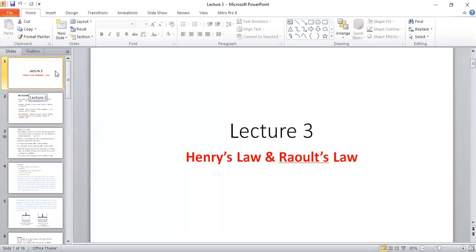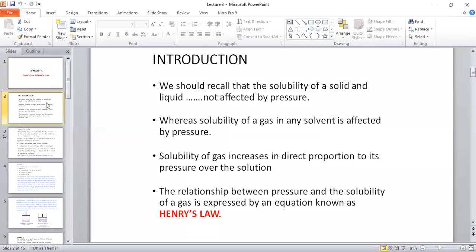So, good morning, class. Today is our third lecture day for CHM 121 Physical Chemistry 2. Today we're looking at Henry's law and Raoult's law. On Wednesday, I touched on Henry's law a bit for you, and so we have to continue from where we stopped.